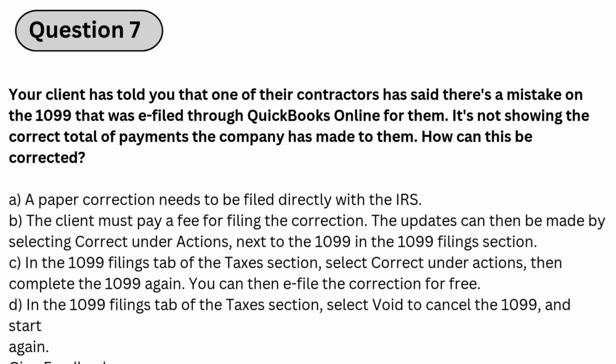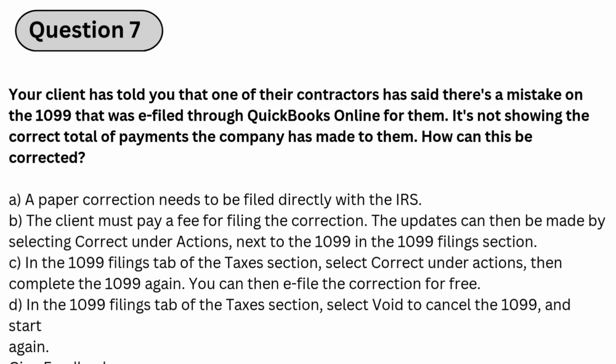C. In the 1099 Filings tab of the Taxes section, select Correct Under Actions, then complete the 1099 again. You can then e-file the correction for free. D. In the 1099 Filings tab of the Taxes section, select Void to cancel the 1099, and start again.